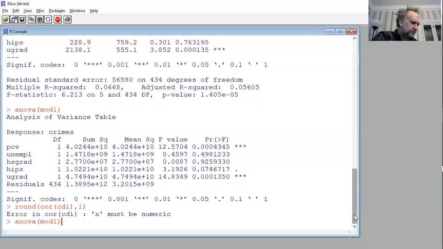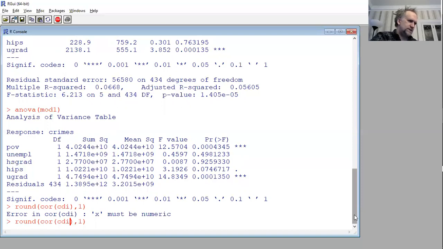Oh, cor CDI. What did I do? How is this supposed to work? Cor CDI.